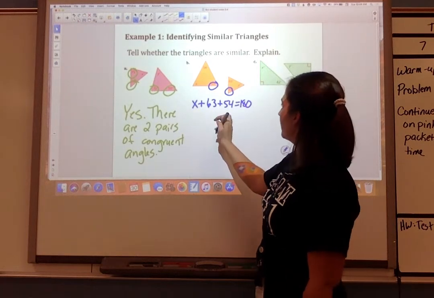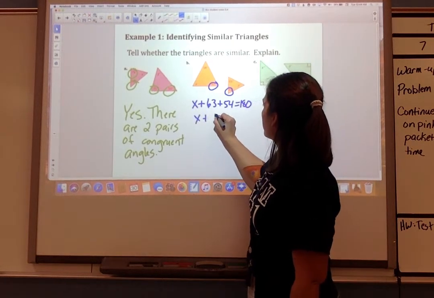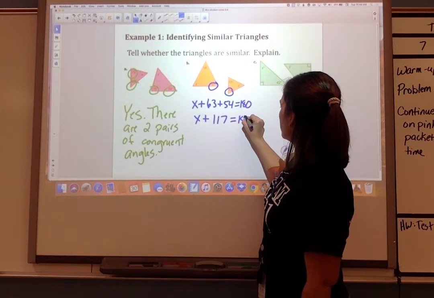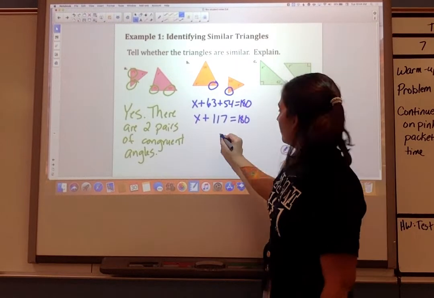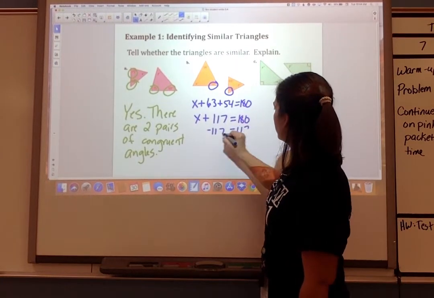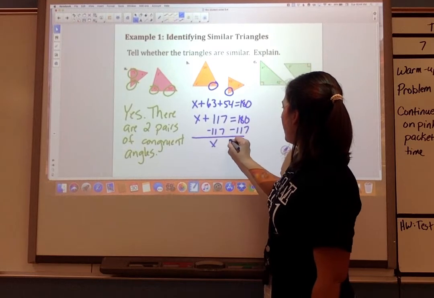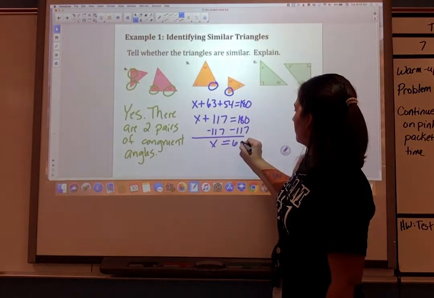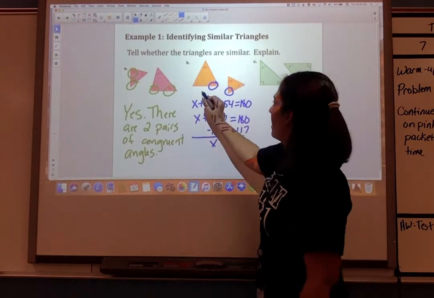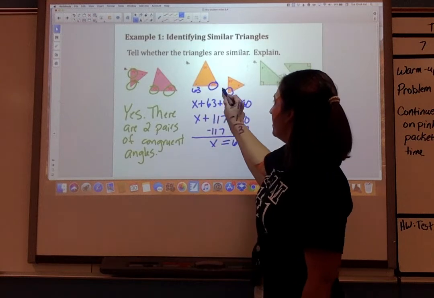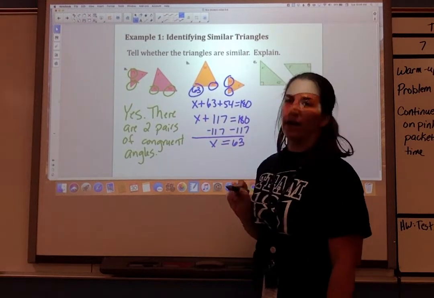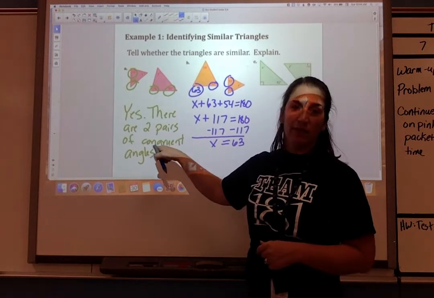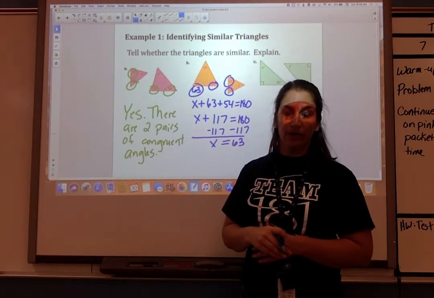So we'll combine our like terms. We get X plus 117 equals 180. We'll subtract 117 from both sides, and we get X equals, let's see, that would be 63. Okay, so if X is 63, then yes, we do have another pair of congruent angles, and therefore they are similar based on the same reasoning here. There are two pairs of congruent angles.